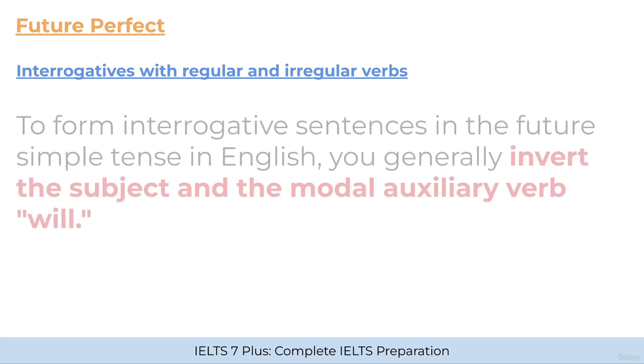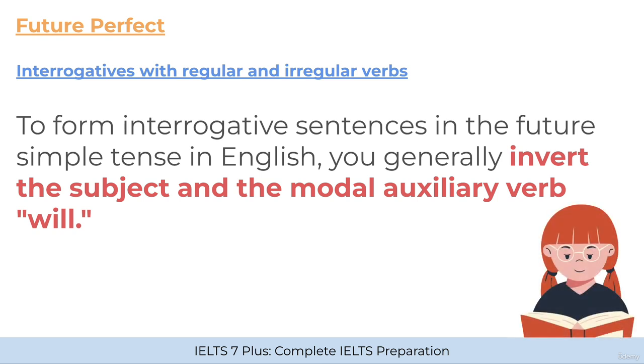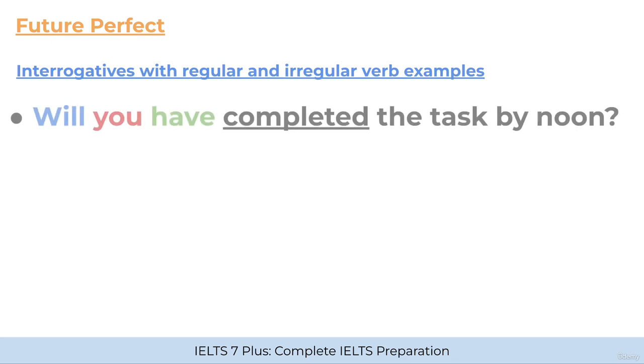Interrogatives. We invert the subject and the modal auxiliary verb will. So let's see this happening here. You can ask a question like, will you have completed the task by noon? If we wanted to switch this back to an affirmative sentence, you simply swap the subject and will again back where they were. So you will have, for example, but here we want to ask a question and we can start it with will.